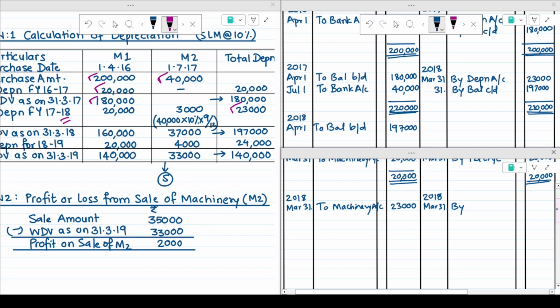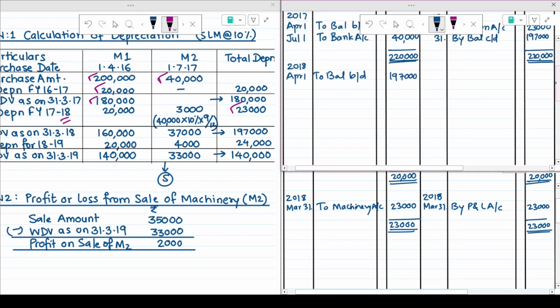And for closing depreciation account, on the last date 2018 March 31, we will transfer the balance of depreciation account to P&L account. So by P&L account 23,000. So we will be closing this account with nil balance. And for the last year, we are selling the second asset.